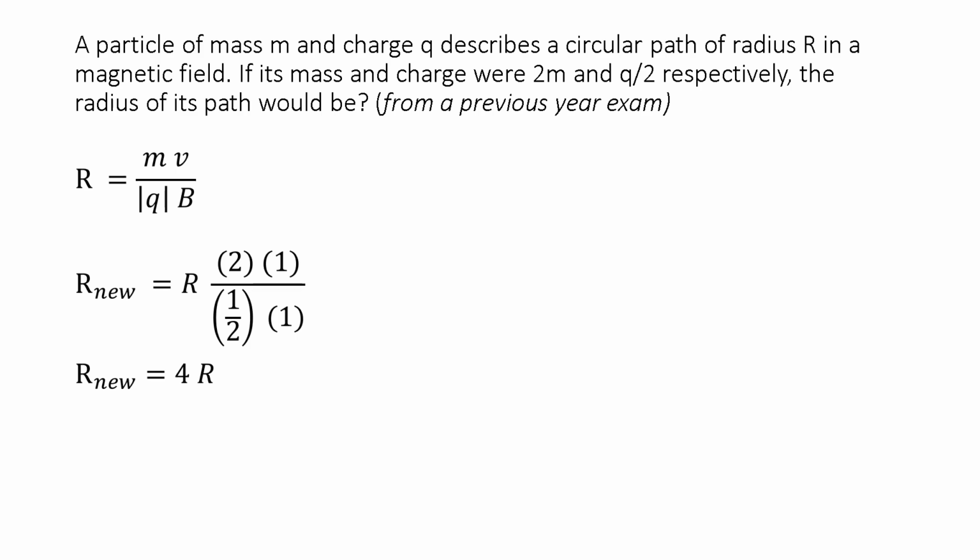In place of m, we write 2 because mass changes by a factor of 2. In place of q, we write half because the electric charge changes by a factor of half. And in place of v and B, we write 1 because speed and magnetic field are not changing. We simplify and find that the answer is new radius equals 4r.